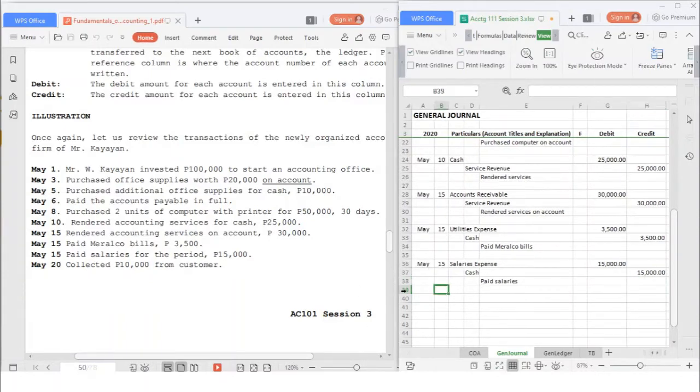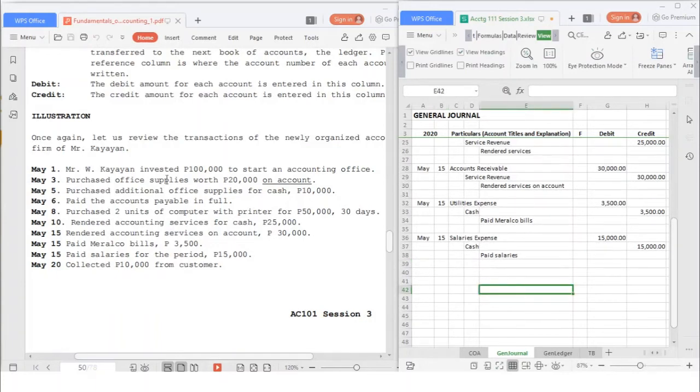So, that is it. Now, as you can see here, this is an example of a simple entry. Right? It is a simple entry, so again, one debit, one credit. Now, as you have noticed, they are all May 15. Again, they are all May 15. So, you can make them a compound entry, since they have the same date. So, let's try a compound entry.